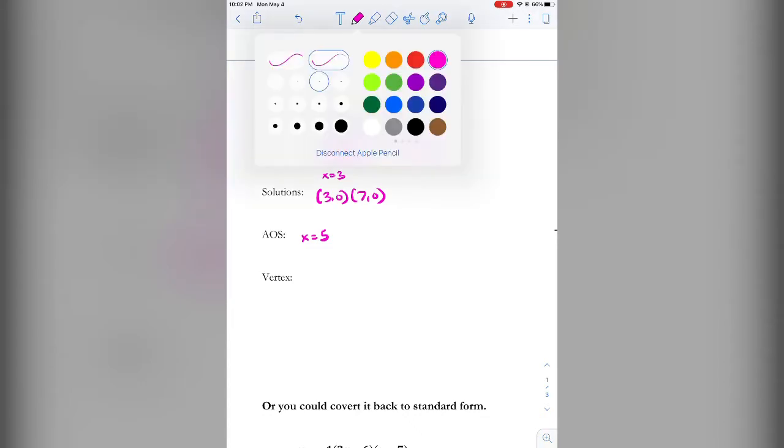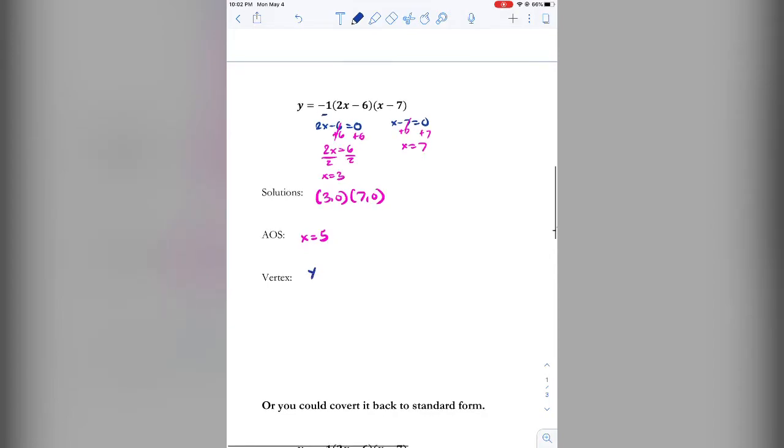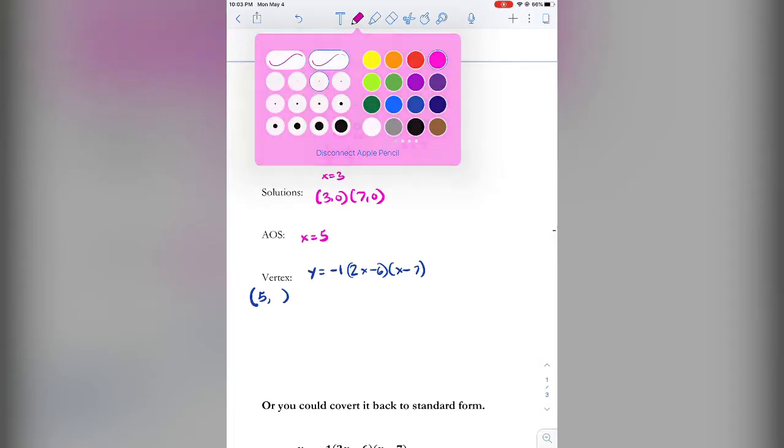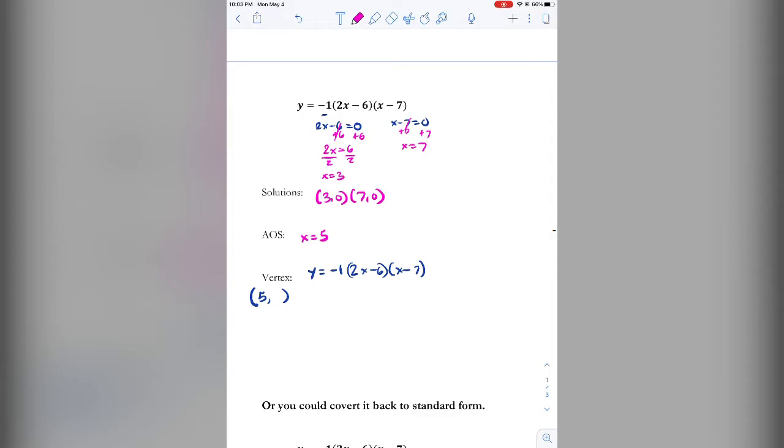So I'm going to start off with my equation as y equals -1 times 2x minus 6 times x minus 7. Now, let's not forget, I already know my x is 5 for my vertex because the x is the same as the axis of symmetry. So now let's plug it in. And instead of x, I'm going to have 5. So now I have -1 times 2 times 5 minus 6, and then 5 minus 7.